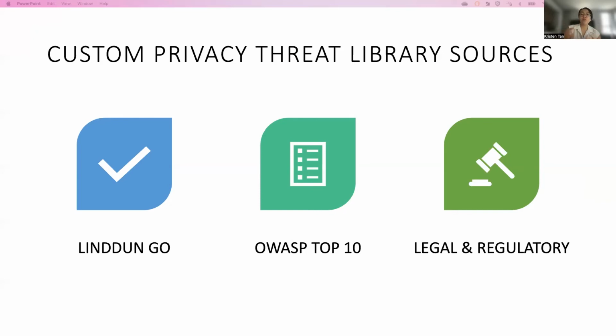Let's talk a little bit about Lind & Go. We've already talked about Linden. Linden is a privacy threat modeling framework. It identifies 7 key privacy threat categories. Lind & Go is a practical implementation of the Linden framework.